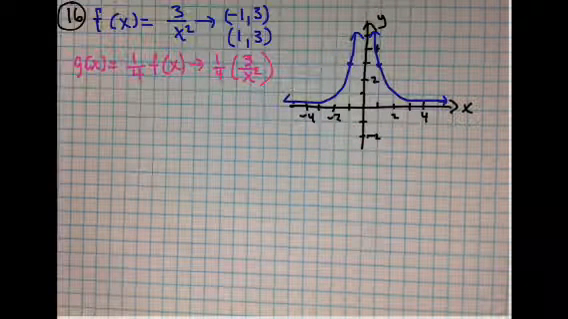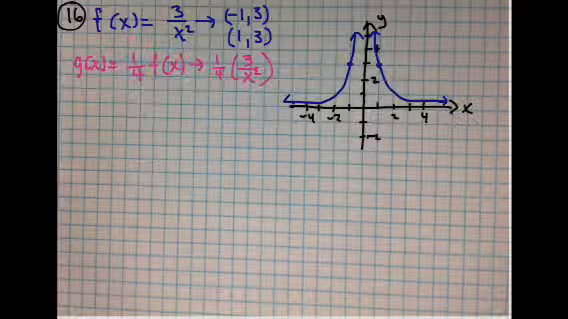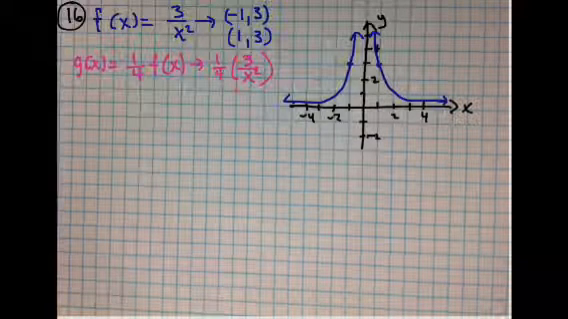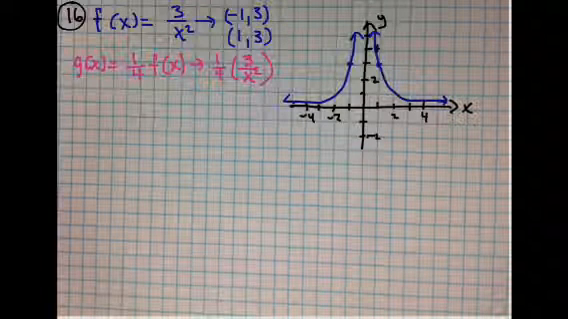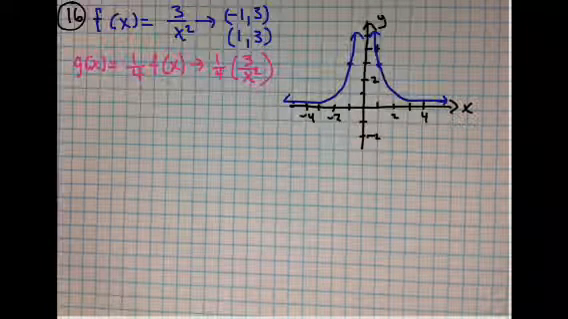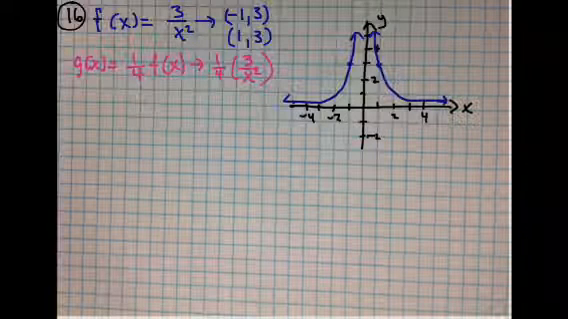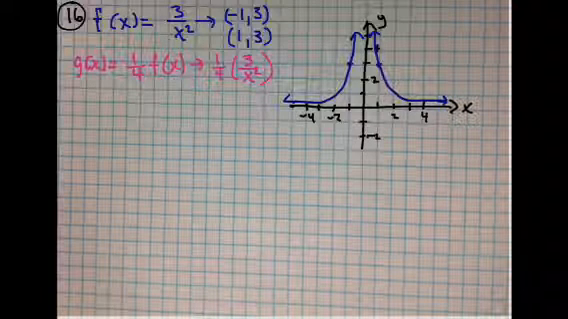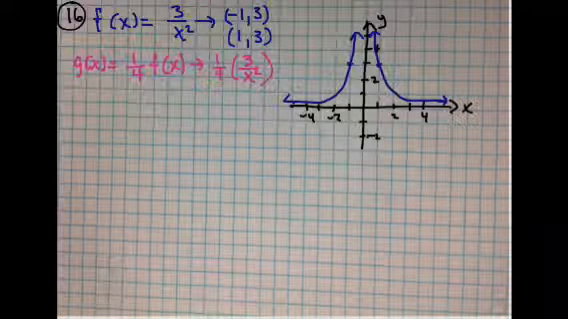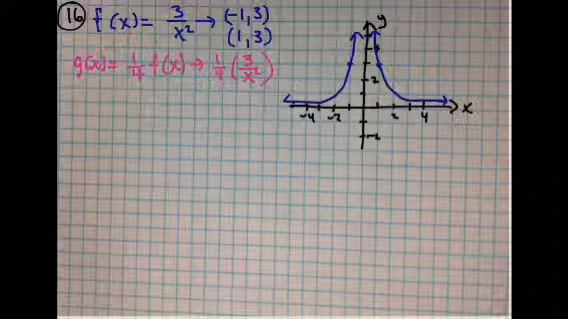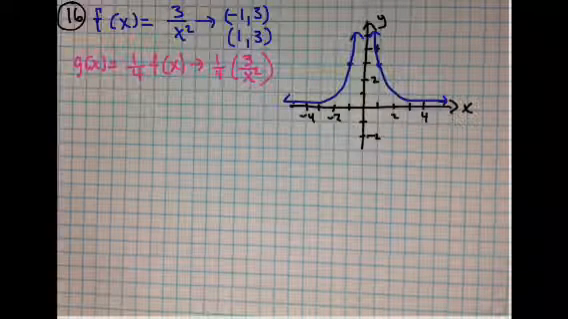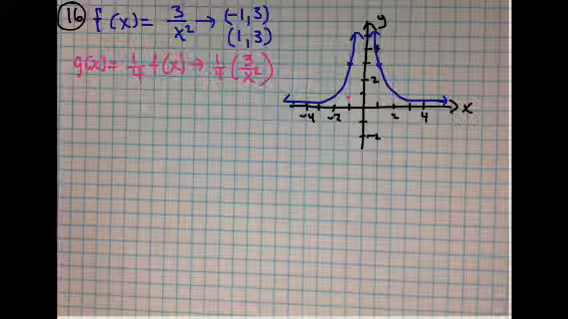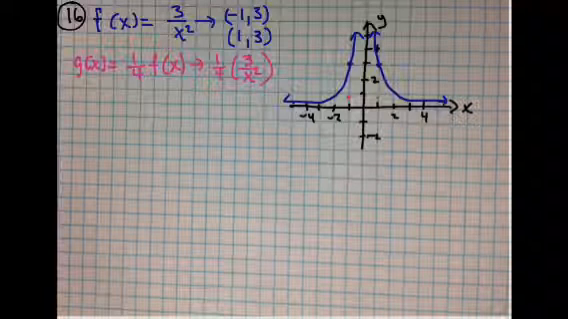So number 16, for g of x is 1/4 f of x. So here's the notation, and then here's with the actual function what it would look like. So what this means is that there's going to be a vertical compression by a factor of 1/4. So the 3's in the blue graph are going to become 3/4. Okay? So the branches are going to be closer to the x-axis. So instead of negative 1, 3, it's going to be negative 1, 3/4. So approximately right there. Instead of 1, 3, it's going to be 1, 3/4 again, approximately right there.